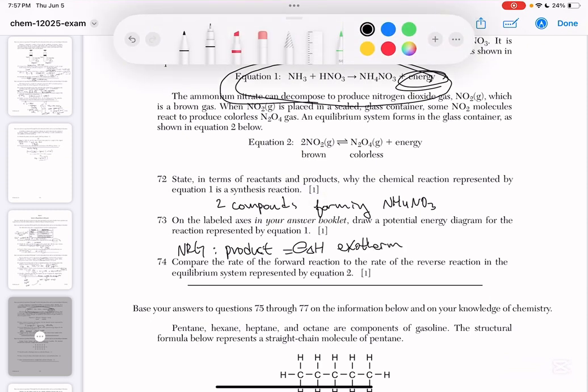I'm pretty sure the answer booklet would probably just have something like this, and then reaction. So what I would do is just make sure they know that this product is lower than reactants.